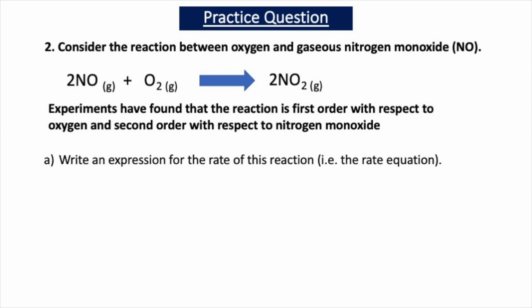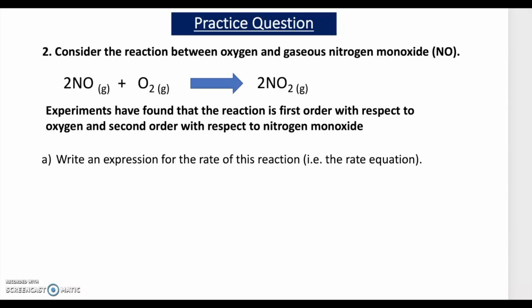So for question 2, we have the reaction between oxygen and nitrogen monoxide, and the first part of this question is asking you to write an expression for the rate of the reaction, in other words, the rate equation. Now, the question tells you that it's first order with respect to oxygen and second order with respect to nitrogen monoxide. So therefore, because of this, we write the following equation.